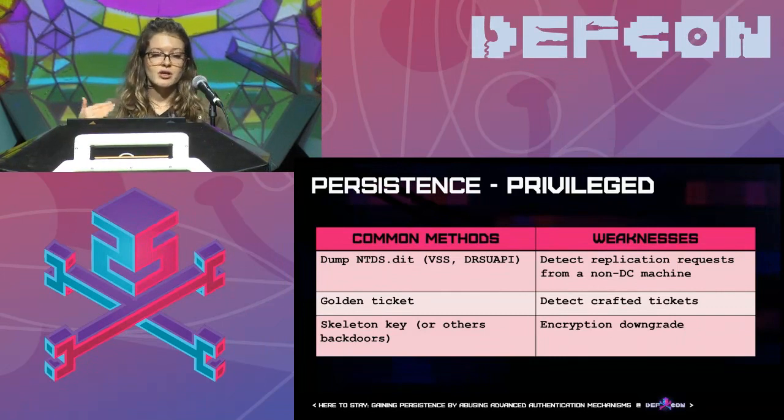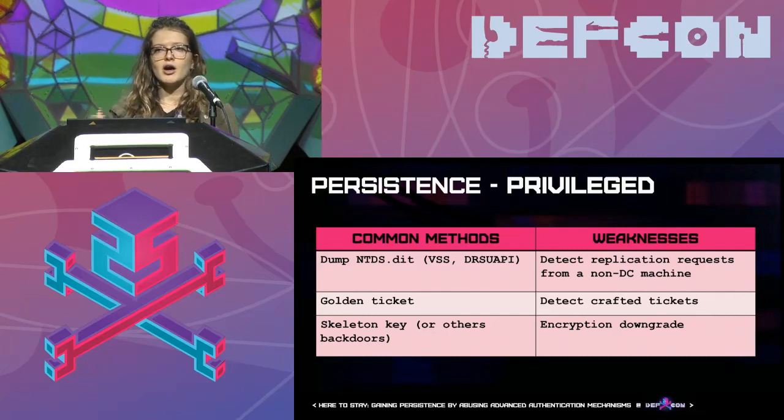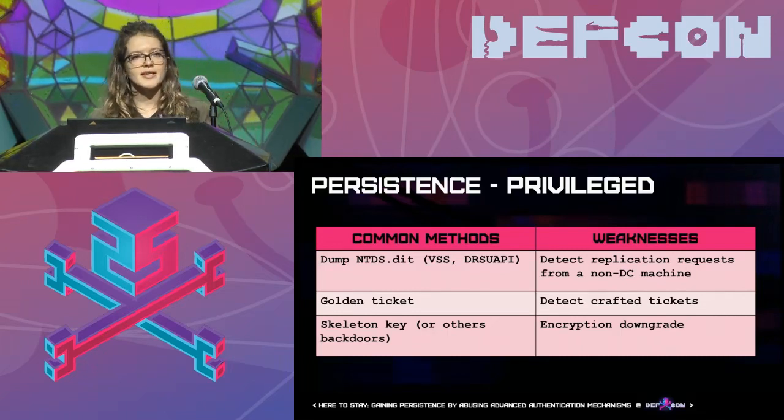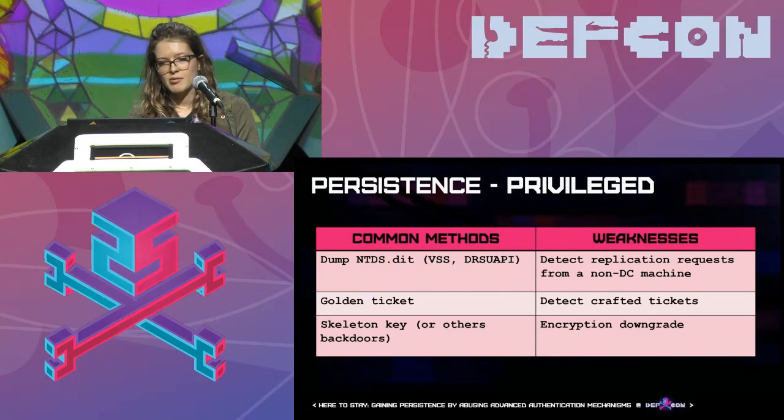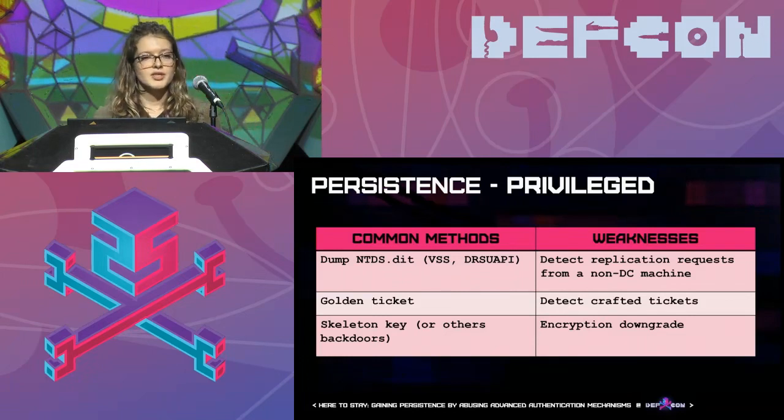Also, they can use the golden ticket attack, in which they forge a ticket granting ticket for an administrative account, and later on use it to request more service tickets and access more domain resources. Also, there is the skeleton key or any other backdoor which can be left on the domain controller. Each of those has its own weaknesses. For example, replication requests using the DRSUAPI from a non-domain controller machine can be detected by analyzing network traffic.